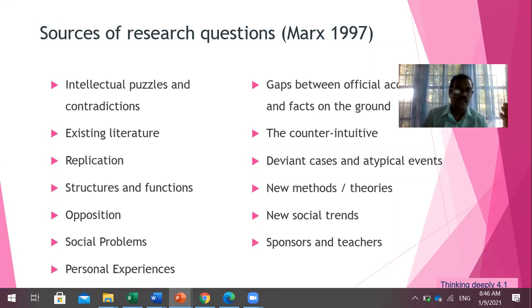So, intellectual puzzles and contradiction. Always, as I just told you, have an interrogatory mindset, question, and don't agree on something unless you have information and evidence to satisfy yourself. Once you have evidence, that means you have solved it. Before that, there is a puzzle to you. You question, you ask. And to get these questions, existing literature helps to a great extent.